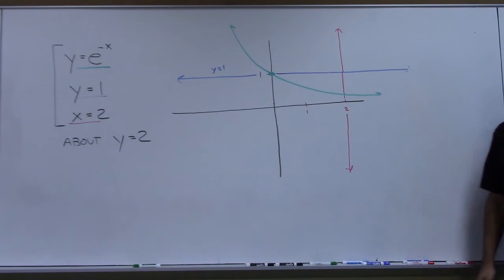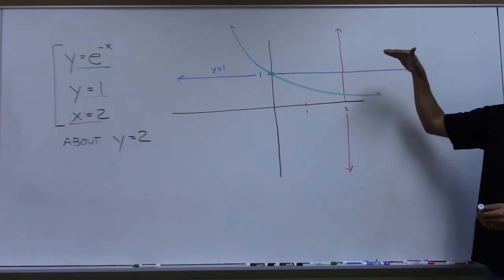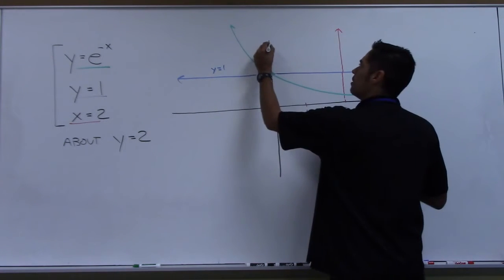Where am I rotating this around? Y equals 2, which is above this, isn't it? It's above this. It's up here.